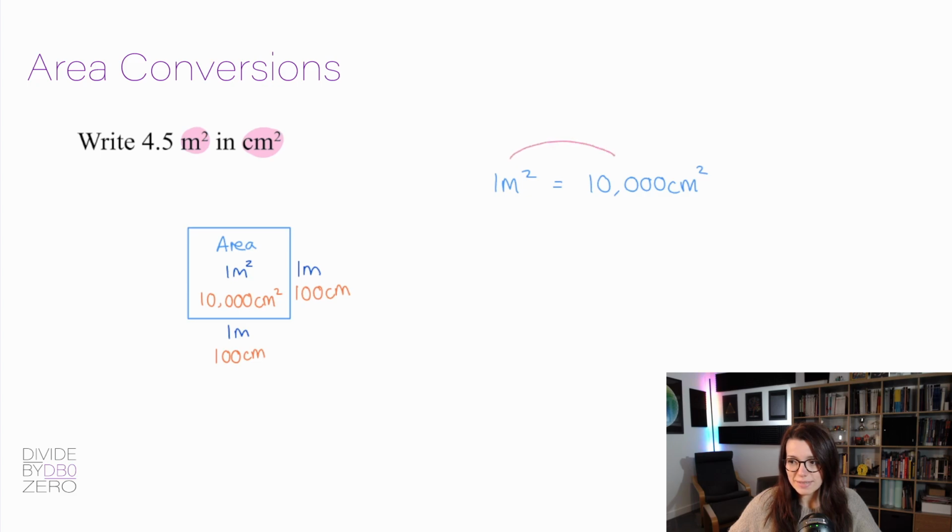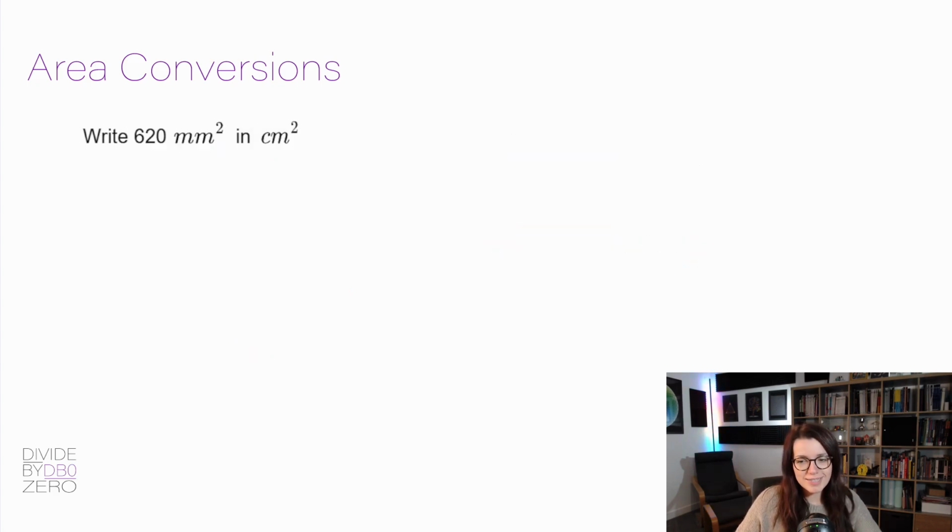So to go from meters squared to centimeters squared, we need to times by 10,000. The question wants 4.5 meters squared, so we just times that by 10,000. That would give us 45,000 centimeters squared for the answer. Next example, write 620 millimeters squared in centimeters squared.